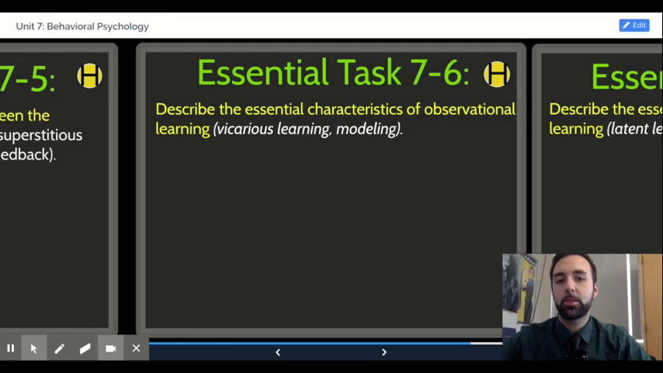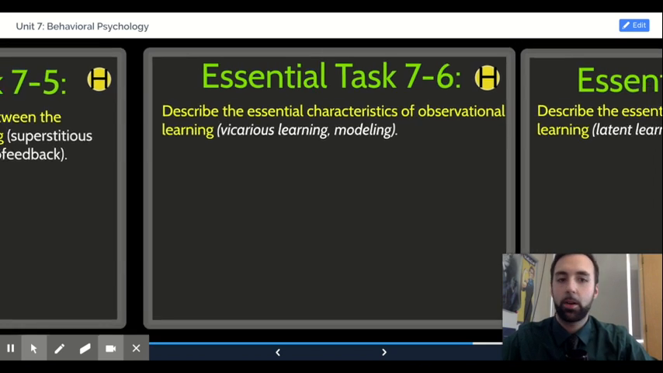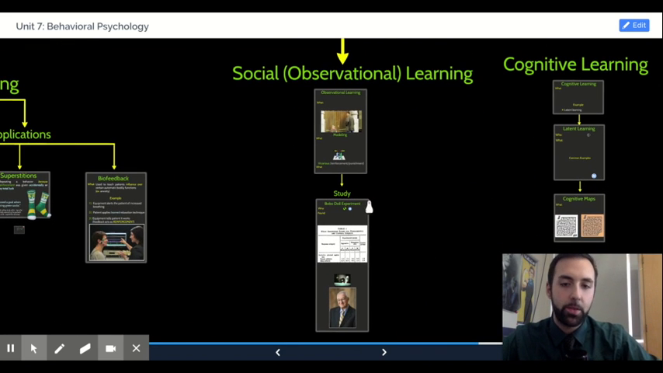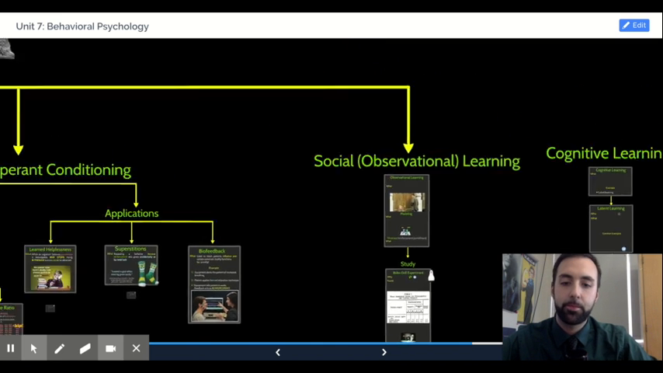In Essential Task 7.6, we are going to talk about a concept known as observational learning. I have an H up here, but honestly, this could be held vertically as well. It's only 2 boxes. I just prefer horizontal concept maps. As you can see here, it's only these 2 boxes right on top of each other. So horizontal, vertical, both works perfectly fine today.